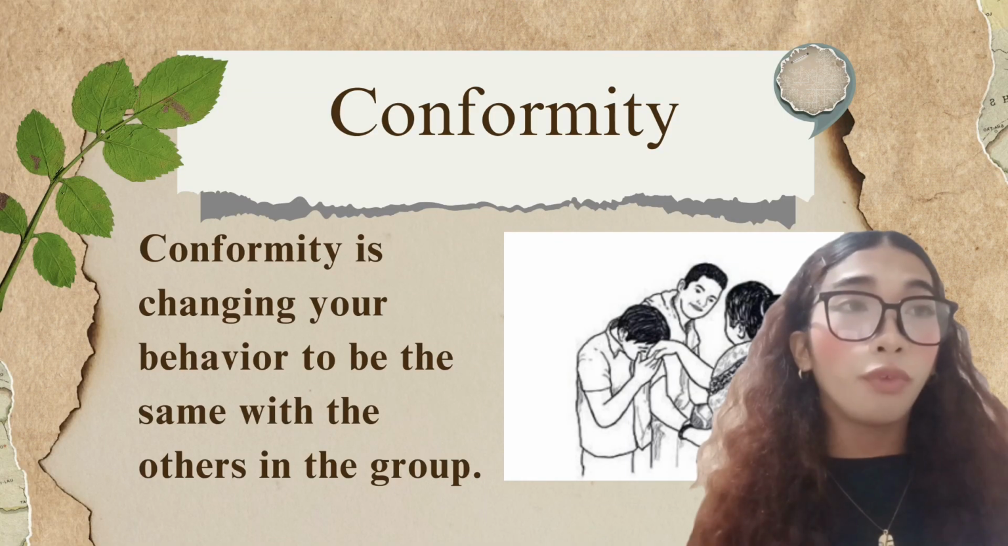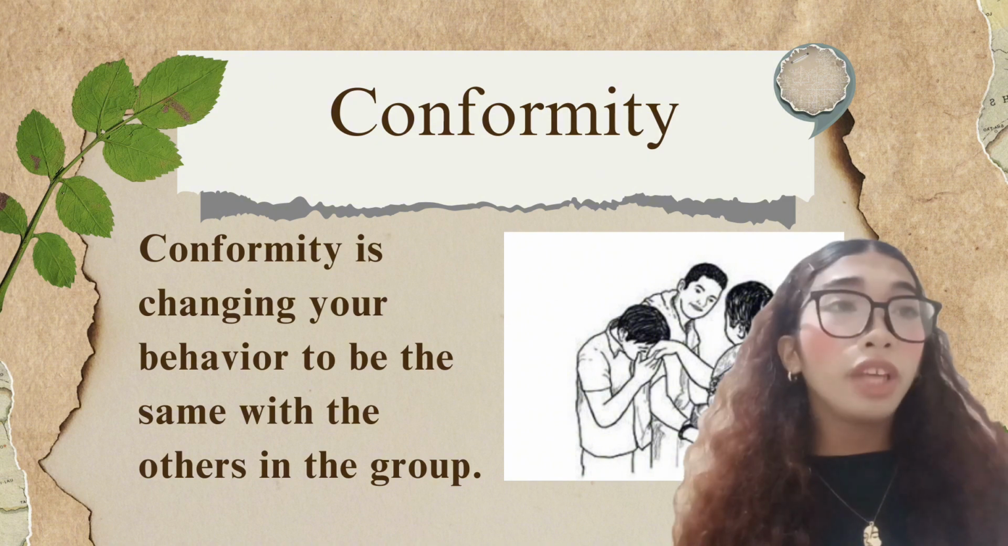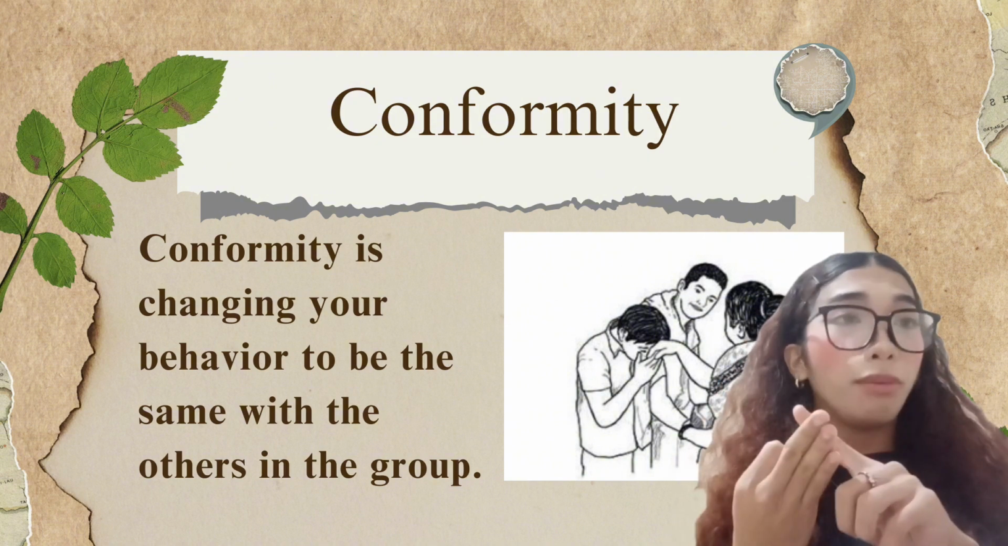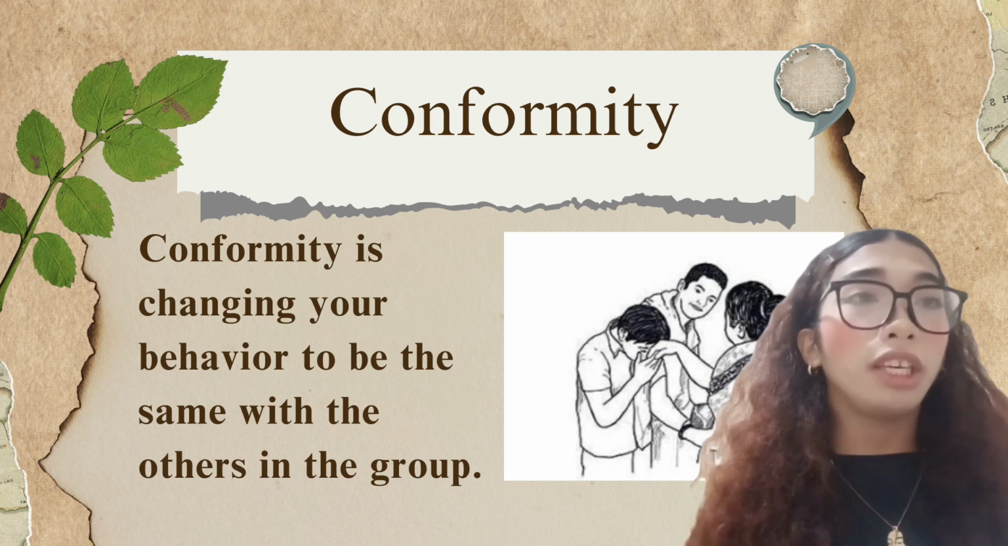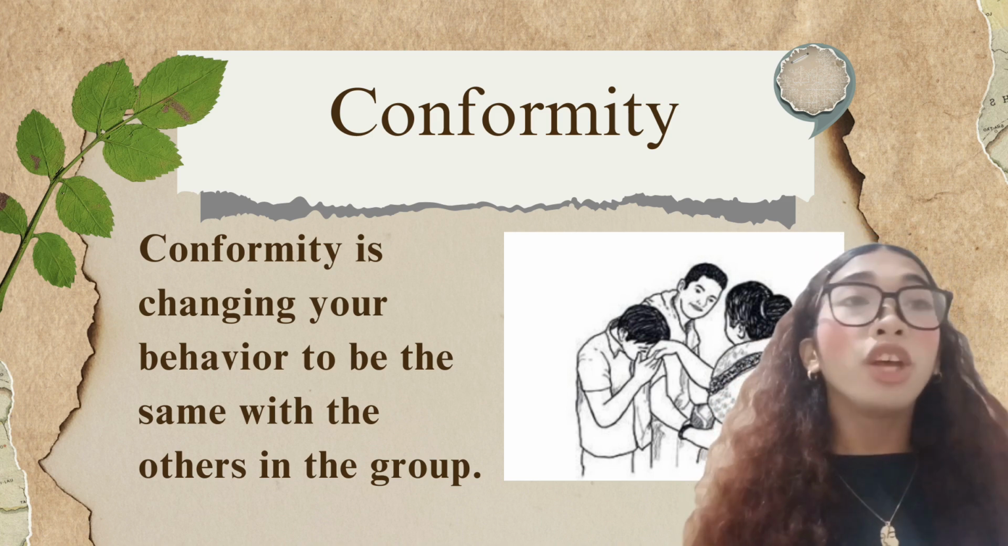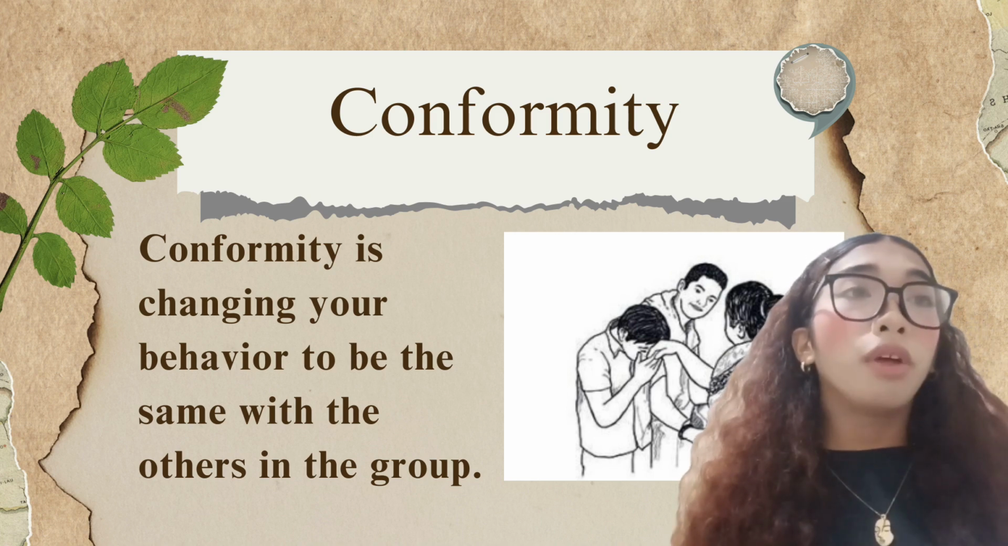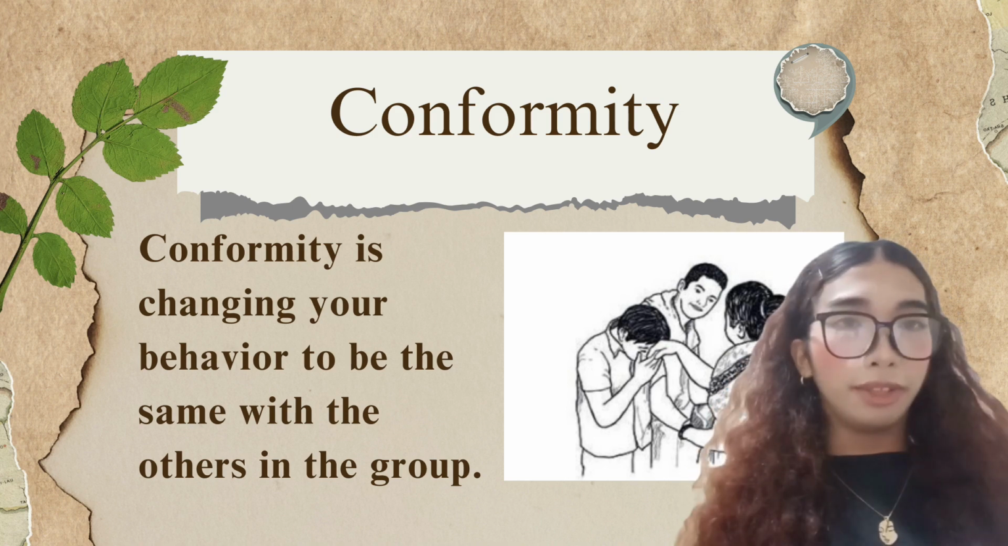The meaning of this refers to the tendency of an individual to change their attitudes, beliefs, and behaviors to match those of a group. An example of conformity is when someone starts dressing similarly to their friends or group, or adopts the same opinions as their peers to fit in.